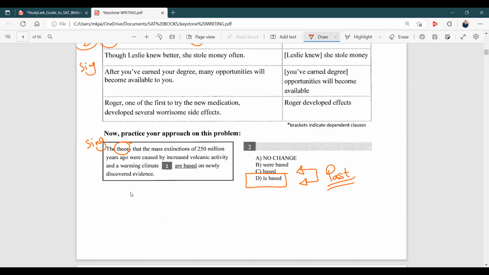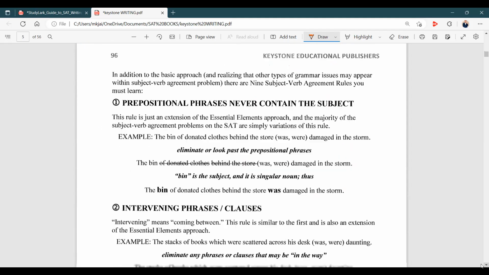All the time? Theory. If it's okay. Here it's based on. So what do I mean? That's a passive verb. The theory is based on. Who thought about the theory? Who based the theory? A person. So it can't be active at all. It has to be like this. Is based on. I got rid of this one, plural. Okay. These two.